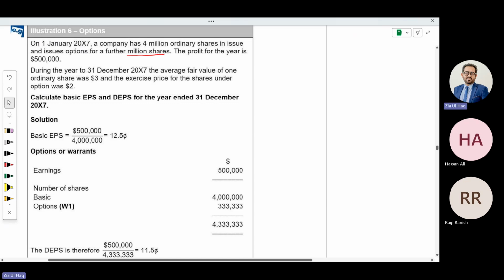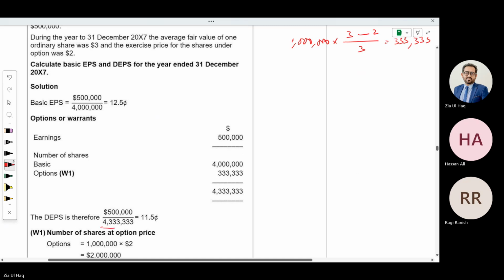So using that formula, can you calculate the option? How many options are you offering? 1 million, multiplied by fair value 3 minus exercise price 2, divided by fair value 3, is equal to what? 333. How many shares were you having before? 4 million. Adding these, what is the profit? So this is diluted EPS.